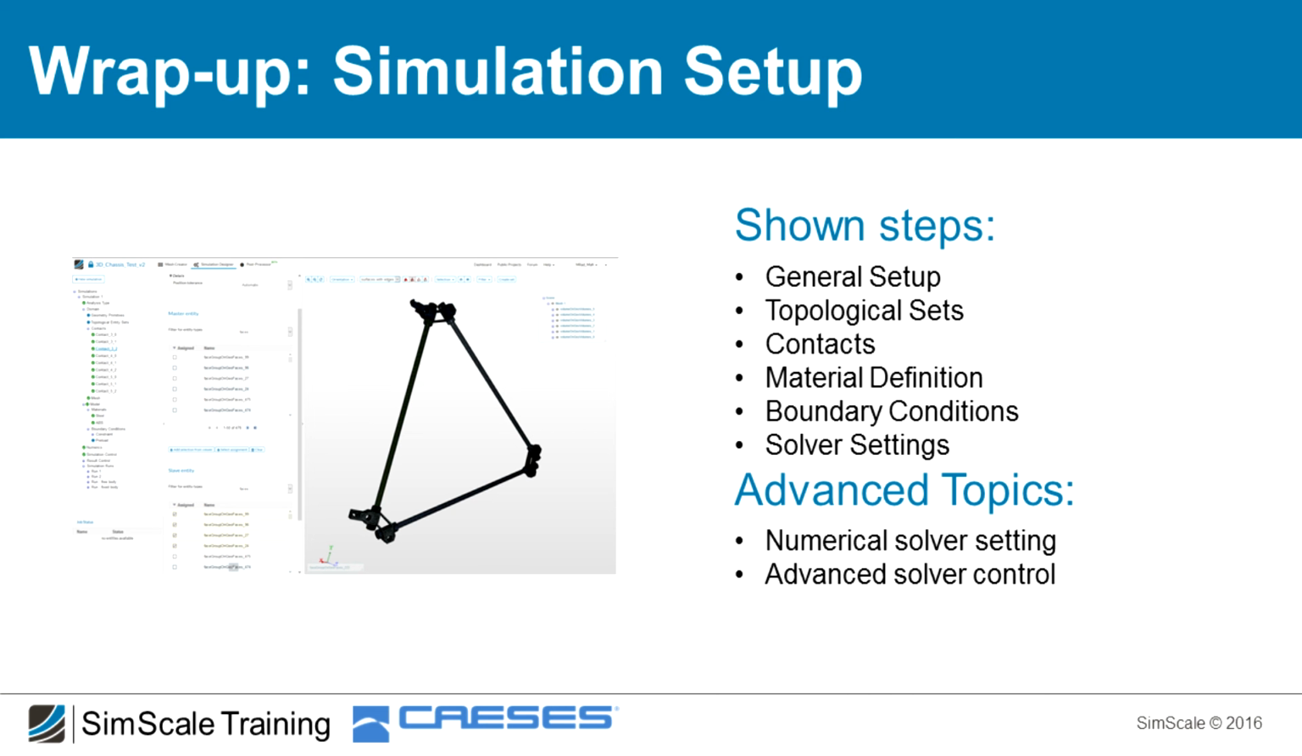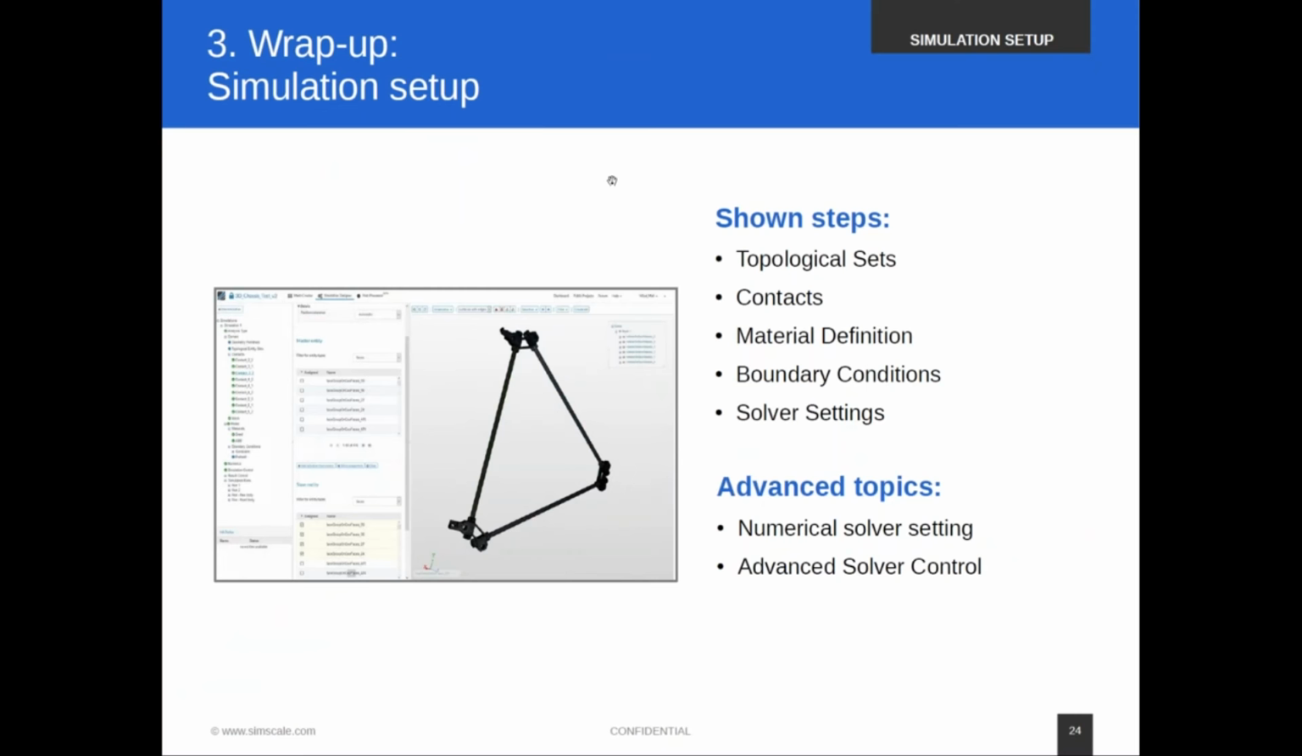I explained again what topological entity sets are. I showed you how to define the 3 types of contacts you need for the simulation. We defined the material together. For this, we imported one material model for steel out of the material library and created a new material model ourselves using the material properties of ABS. And then we assigned the boundary conditions for the fixation and adapted our solver settings.